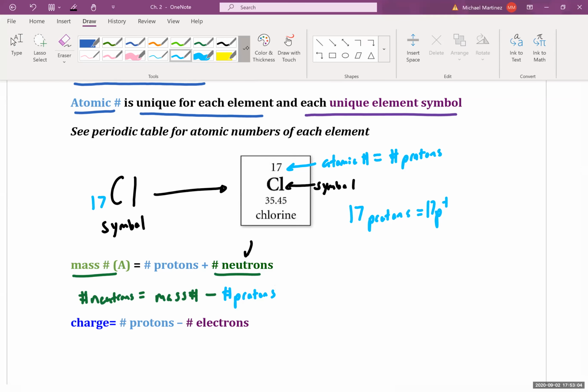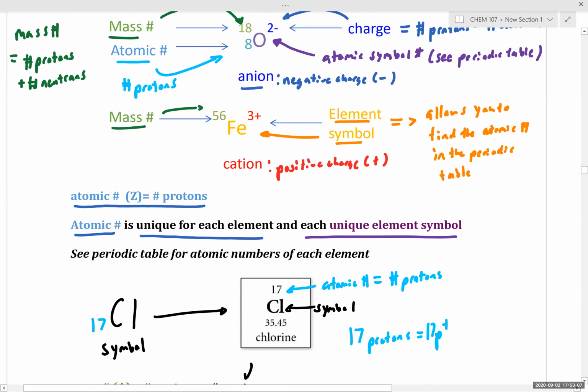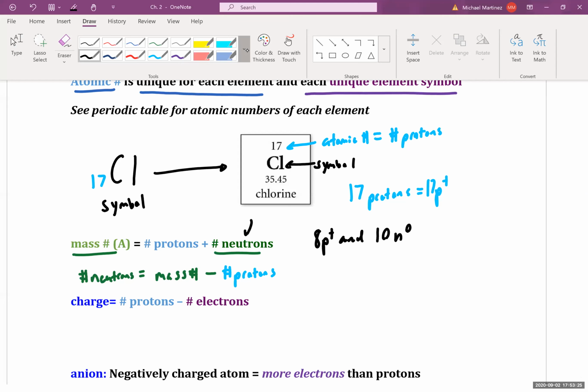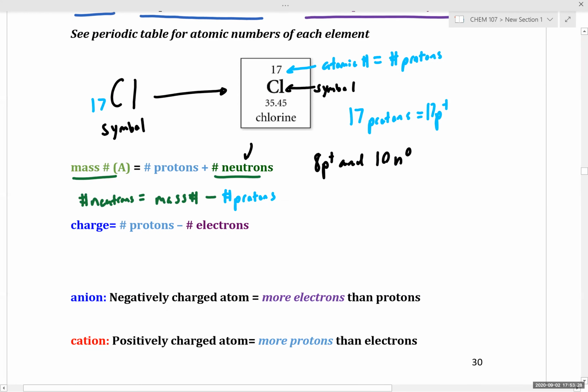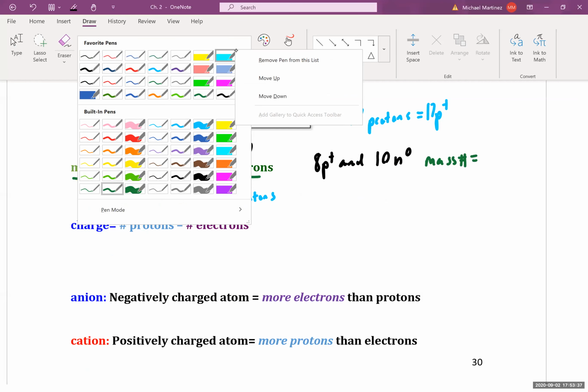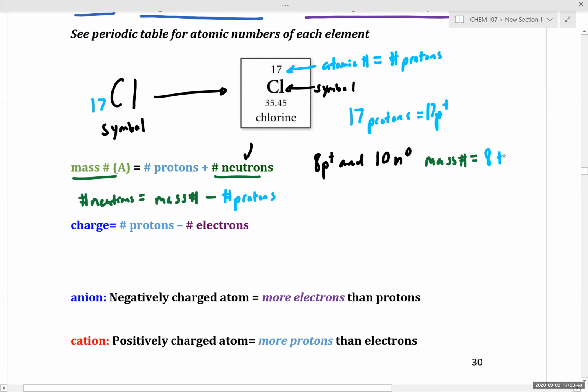So let's show how we can use this. Let's suppose for a moment that we have 8 protons and 10 neutrons. Can we figure out the mass number? Can we figure out the mass number from this information? Yeah. So from this information, our mass number would be equal to 8 protons plus our 10 neutrons, which would give us a mass number of 18.